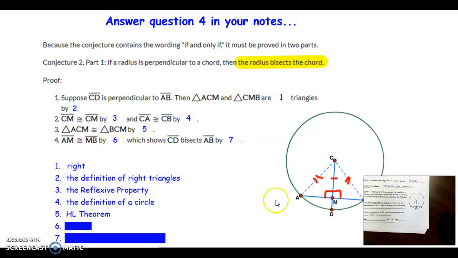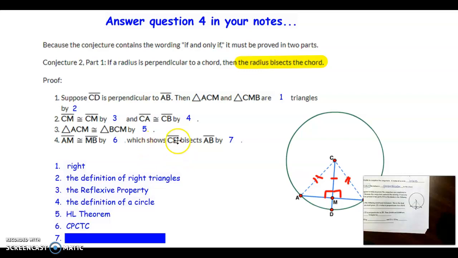The reason why I know AM and MB are congruent is because they are corresponding parts of these congruent triangles. So remember, we have an acronym for that. It's called CPCTC. Corresponding parts of congruent triangles are congruent. AM and MB are those corresponding parts.